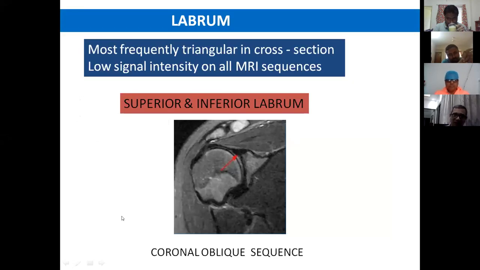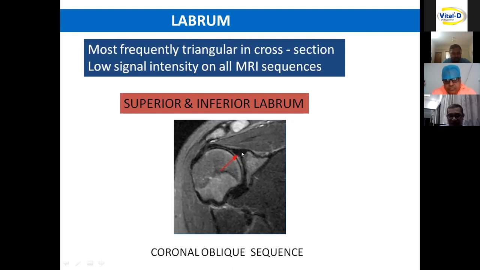And now we come to the labrum. The labrum is mostly triangular in cross section, and always low signal intensity, that is dark in color, like the meniscus of the knee. I think there are more knee surgeons in this session. So always the labrum is triangular, superior labrum and inferior labrum, and always low signal intensity, that is dark, in the coronal oblique view, you can see. That is the superior labrum, inferior labrum, all are normal labrum. Also, this is the supraspinatus muscle, this is the deltoid, this is subscapularis, that is infraspinatus, and this is the AC joint.